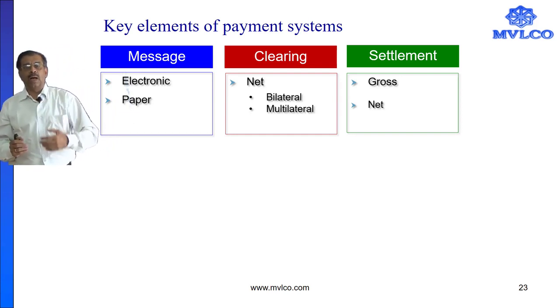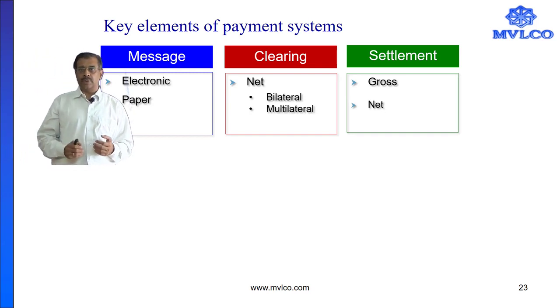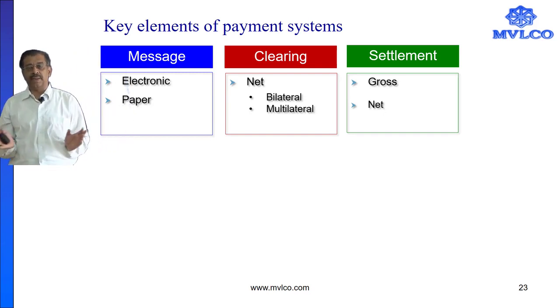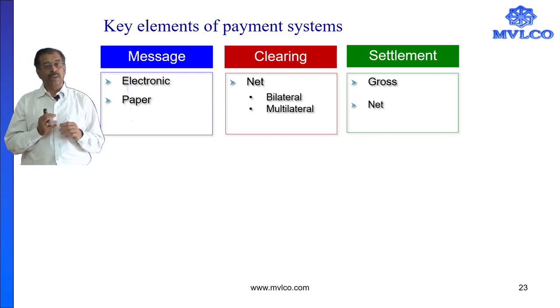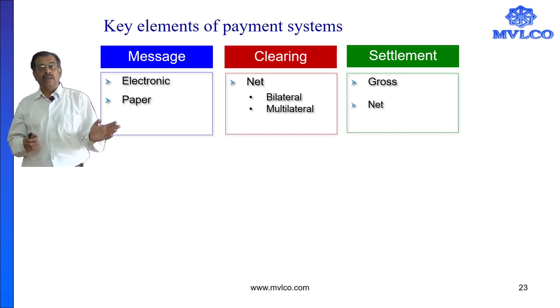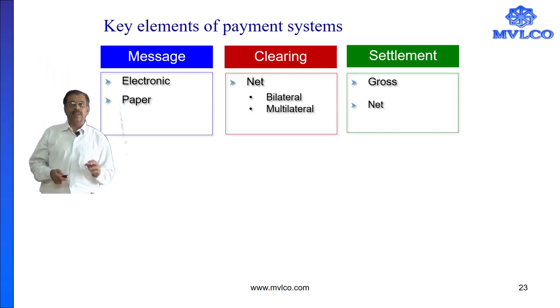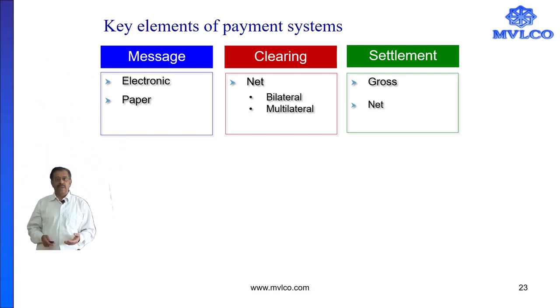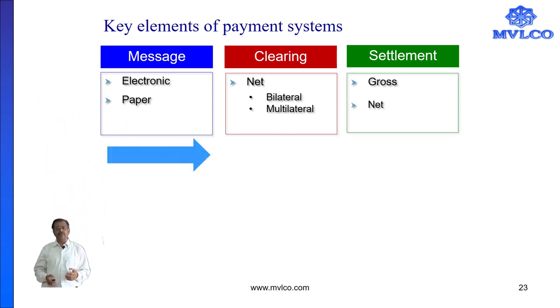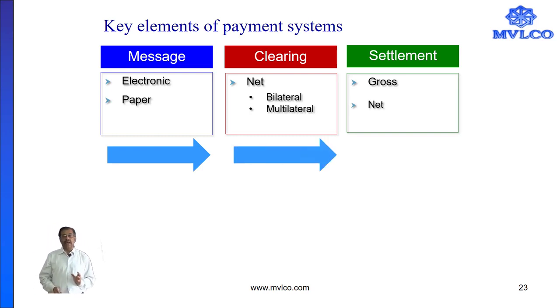Now let us look at how the entities will carry out the process, how the banks and the clearing systems carry out the process. There could be different mechanisms of using these three key elements. Let's understand the first mechanism. In the first mechanism, we'll have the clearinghouse receiving the message, computing the net obligation, and then settling the net obligation at a particular settlement institution.